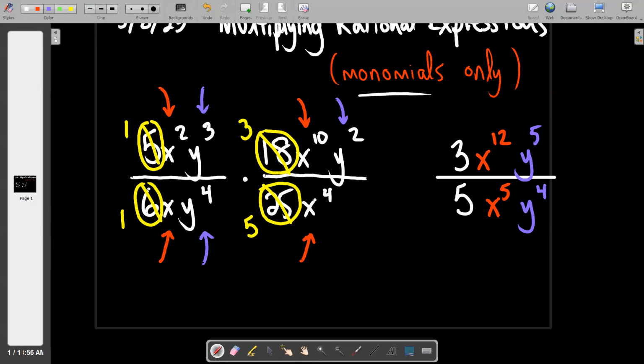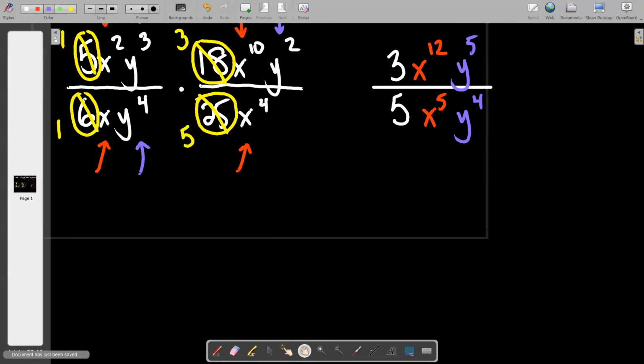If I take, and again, I'm just going to copy down my answer. So here is my answer right here. So I'm going to place a 3 and I'm going to place a 5. Once we figured that out, that wasn't debatable or negotiable. The 3 and the 5 are staying. Now it's just a matter of how many x's do I get and how many y's do I get and where do they go? So if you take your x powers and subtract them, what's 12 minus 5? And since it's positive, we ought to put that on the top.